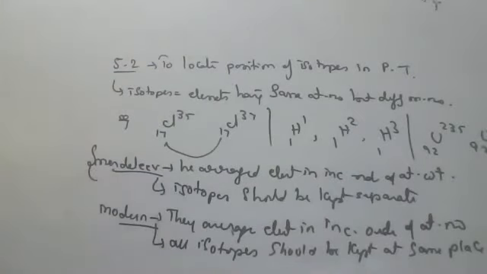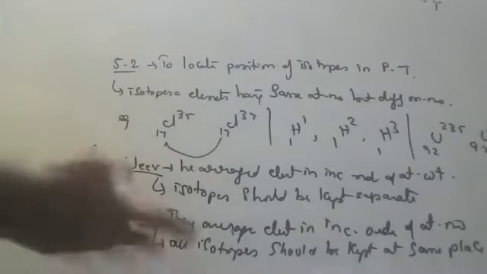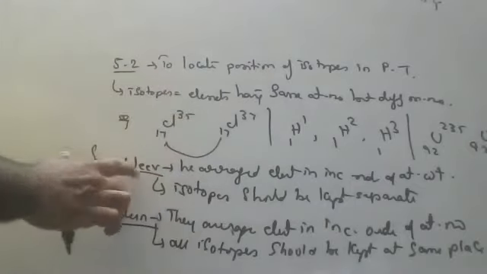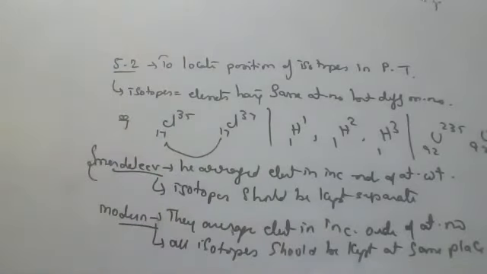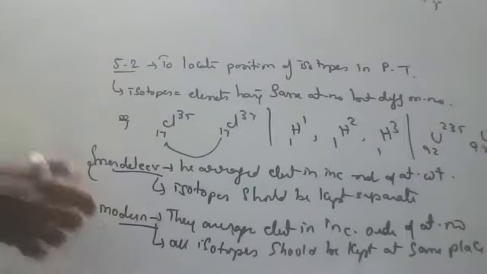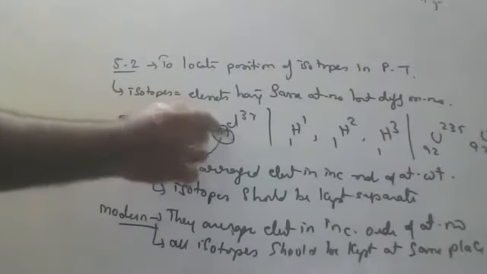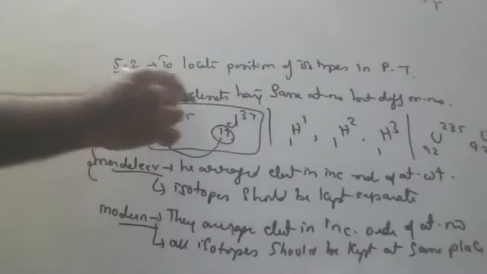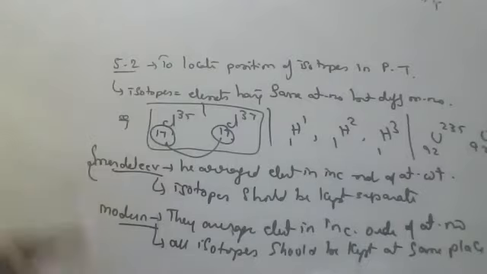Mendeleev did not understand what to do with isotopes. We studied even in the disadvantages of Mendeleev's table that isotopes did not find a place. Whereas in the modern table, since all of them have the same atomic number, all of them are kept in the same box. No problem will be achieved. Please write down like this.